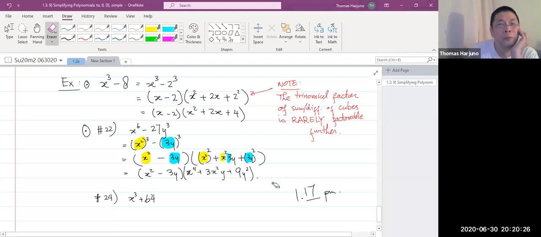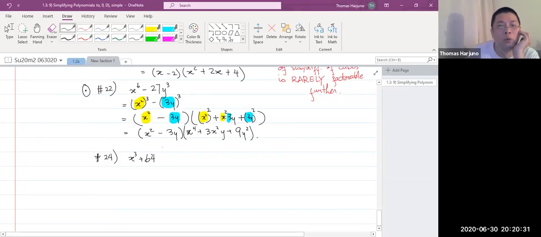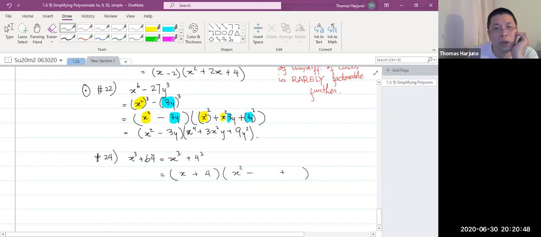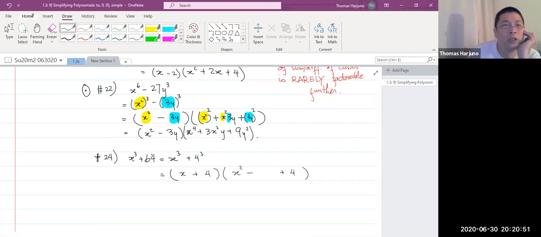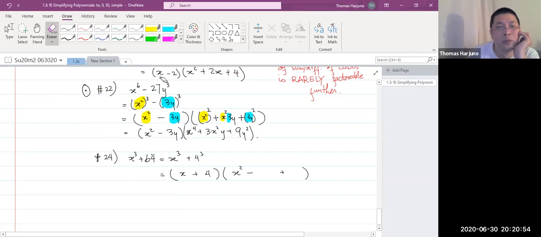Okay, let's continue. We can rewrite this as x cubed plus 4 cubed. So that will be same sign, opposite sign, always positive. The bases are x and 4. This is base squared, 4 squared. Let me just write it as 16 right away. It's quite simple anyway. So this 16, which is 4 squared, and the middle term will be base times base.